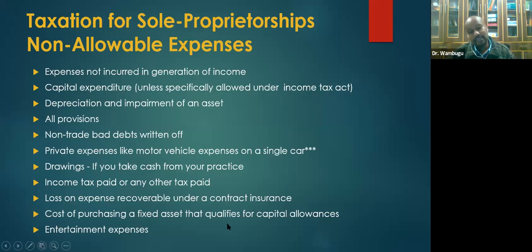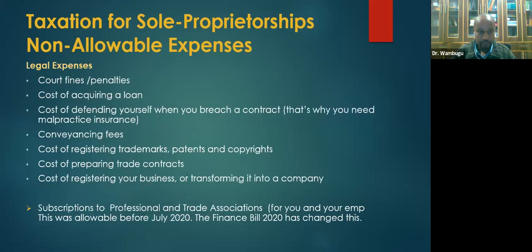The cost of purchasing a fixed asset that qualifies for capital allowances is not allowable; like I explained for the dental chair, you would actually claim wear and tear allowances. Entertainment expenses are not allowed. Legal expenses which are not allowed include court fines or penalties. Cost of acquiring a loan is not an allowable expense. Nor is the cost of defending yourself when you're in breach of a contract. That is why you actually need malpractice insurance, because if you have to go to court and engage a lawyer, you cannot expense that from your business. So malpractice insurance is very important in private practice, or for everyone who's in practice.